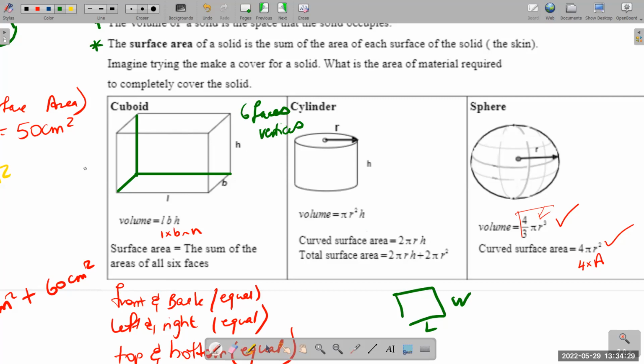Excellent. Vertices mean corners or points of connection. This would be 1, this would be 2, this would be 3, this would be 4, this would be 5, this would be 6, this would be 7, this would be 8. So that's 8 vertices. How many edges?